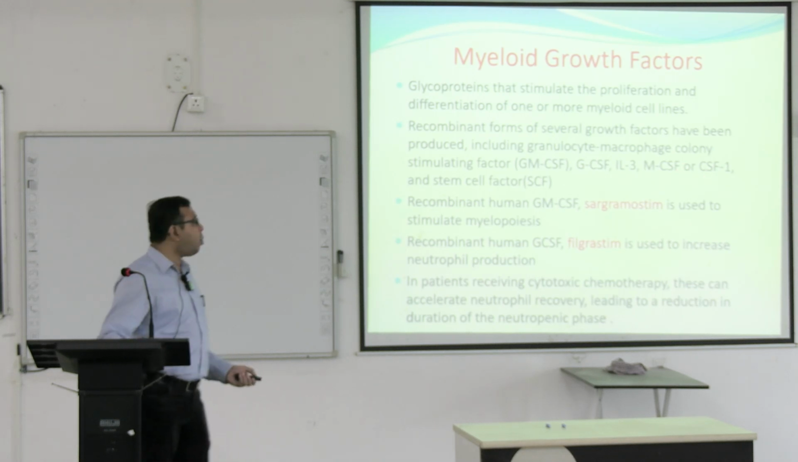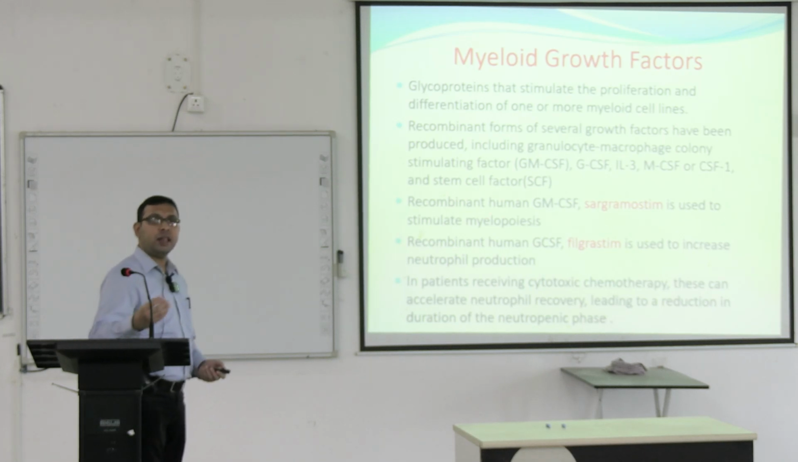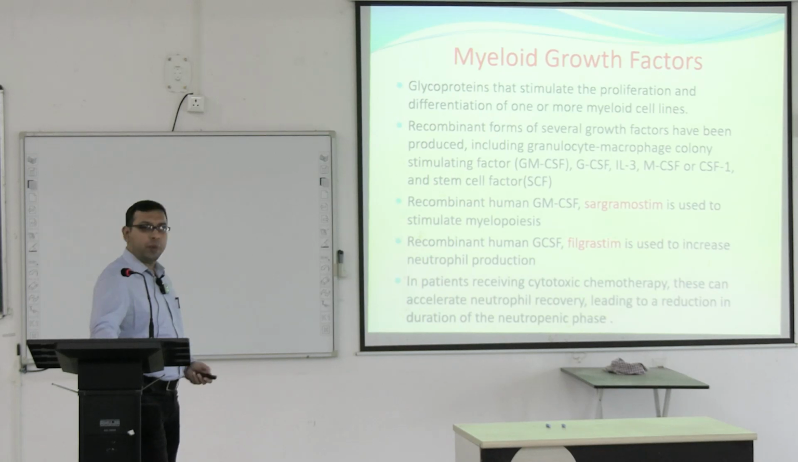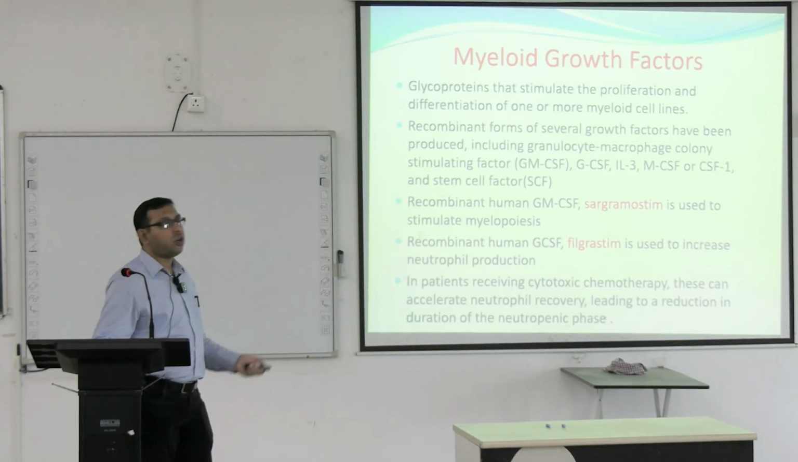Of these, the two most commonly used are these. One is sargramostim, which is the recombinant human granulocyte macrophage colony stimulating factor, used to stimulate myelopoiesis, so the myeloid cells are increased. Recombinant human G-CSF is filgrastim, granulocyte colony stimulating factor, used to increase neutrophil production. These are most commonly used in cytotoxic chemotherapy.